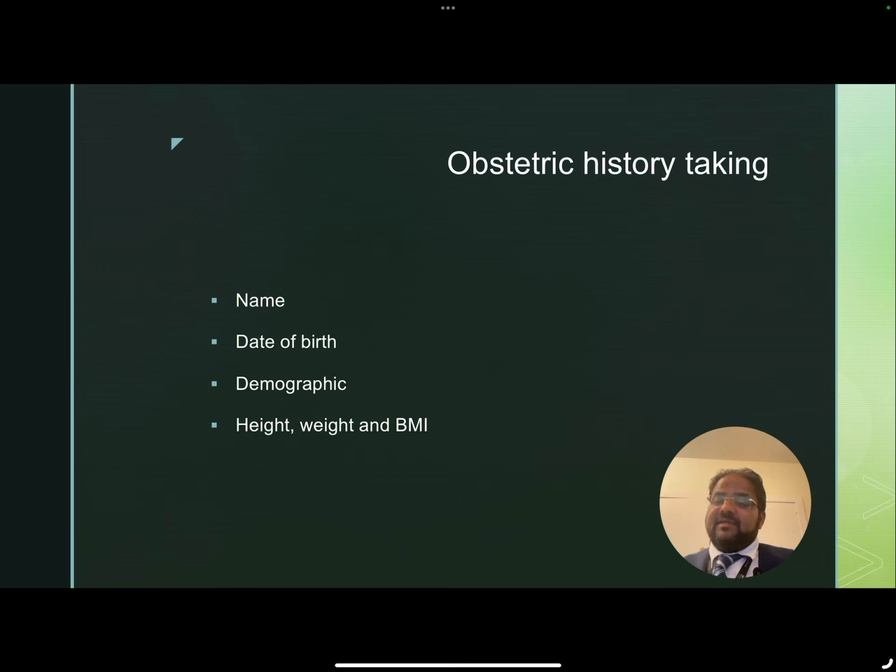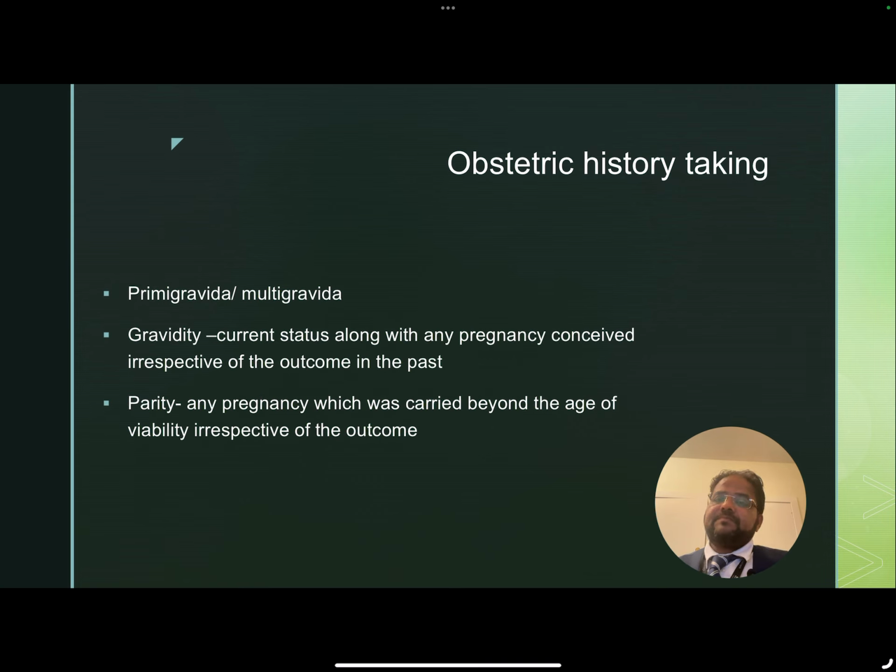Demographics, as to where they live, matter because certain issues are common in particular demographics, and it will allow you to arrange their follow-up appointments based on their distance from your clinic. Height, weight, and BMI tell you if they're underweight, normal BMI, or overweight, because that has a bearing on their obstetric management. You'll always check if it's their first pregnancy or whether they have been pregnant more than once before.